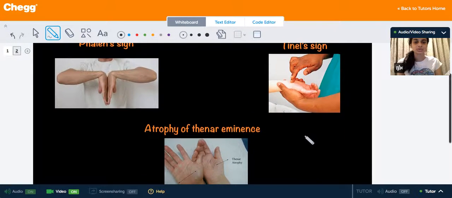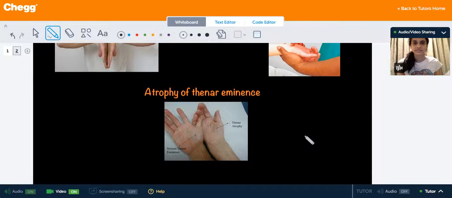And another thing to look for on exam of the hands in a patient with CTS is atrophy of the thenar eminence. The thenar eminence is the pad of muscle that is at the base of the thumb. So this right here is the thenar eminence, as you can see in the picture as well. In the picture, the hand on the left has a normal thenar eminence, which is this bulge of muscle. And this hand over here has an atrophied thenar eminence. So it's not as prominent, not as bulky with muscle. So that is another physical sign of carpal tunnel syndrome that you can look for.